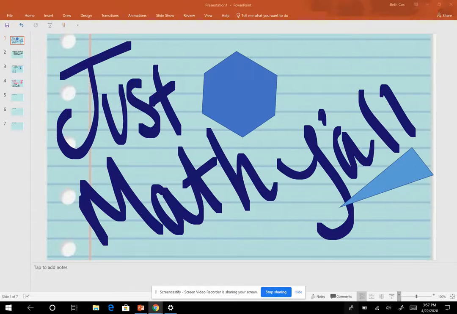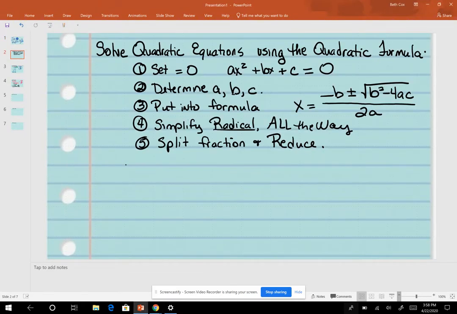Okay, guys, here we are. Just math, y'all. Just math. That's all we do. We've got quadratic equations using the quadratic formula today.